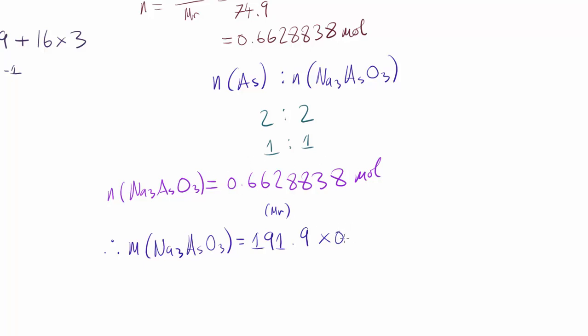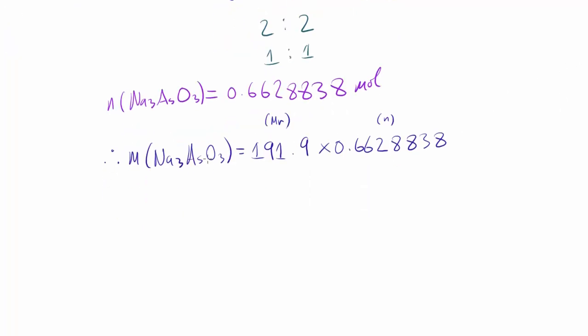So 0.6628838, right? And so that's the number of moles. And so I'd invite you to have a go and work out what value for the mass you get when you do that calculation. But what we should find is that you get 127.207, and that's going to be in grams, right?